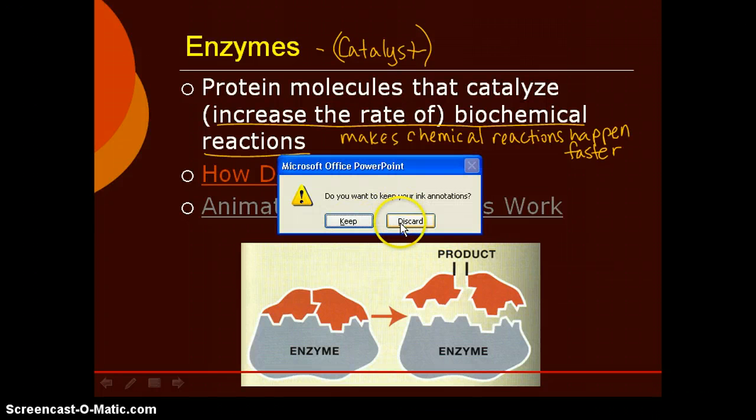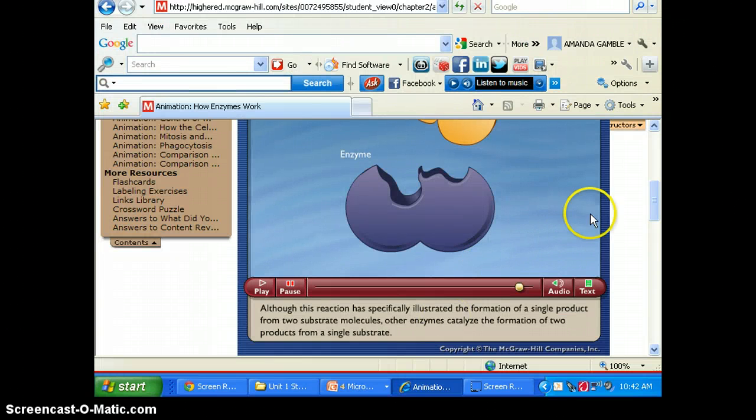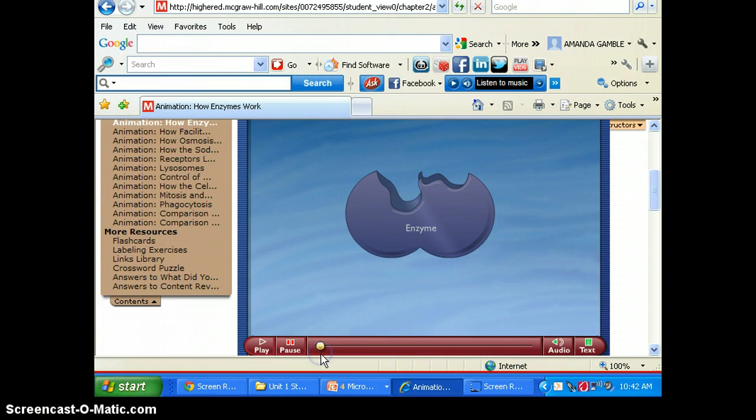Okay, we're going to take a look now at a little animation to show how enzymes work. And this way you can watch this a couple different times.